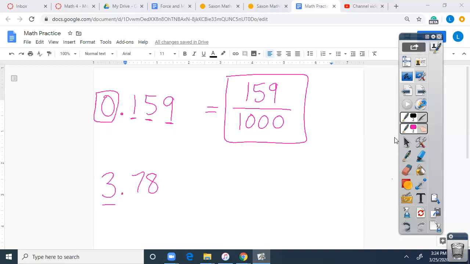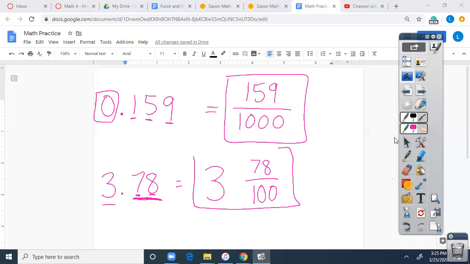But this one's going to be a mixed number, so we're going to have 3 right here. And then the fraction part is what comes after the decimal. So we're going to have 78 over something. We don't know. What is it going to be over? Well, this is our tenths place. This is our hundredths place, which means we put it over 100. 3 and 78 hundredths is how you would say that number. 3 and 78 hundredths. Okay? I hope that was helpful for you.